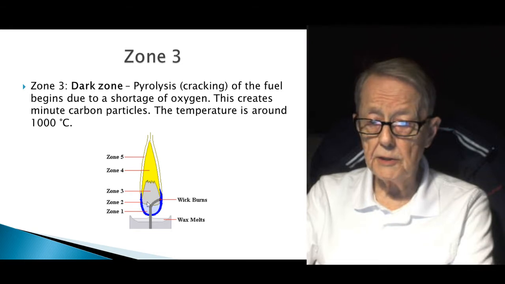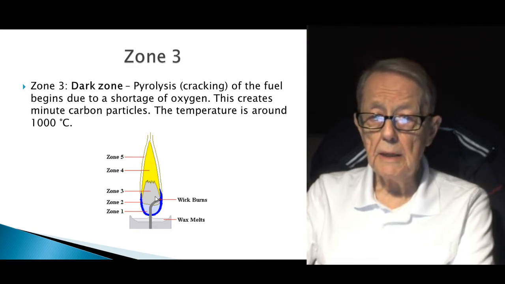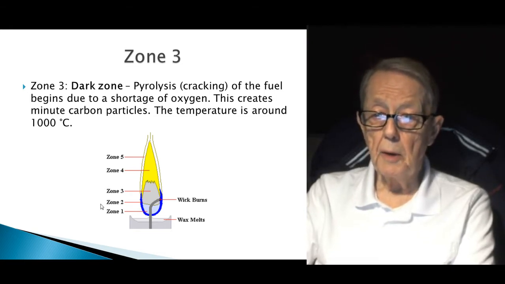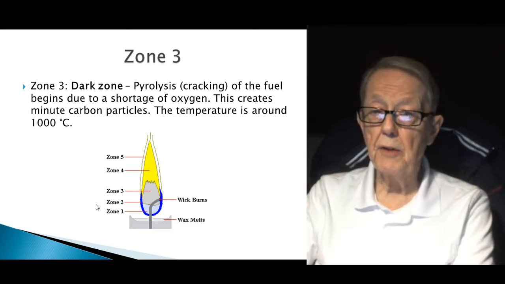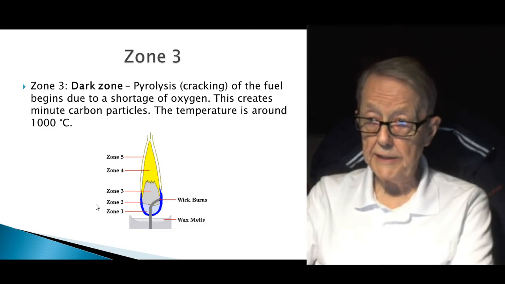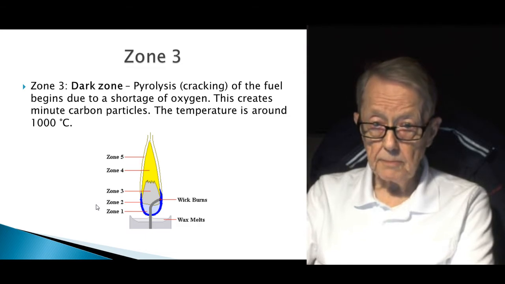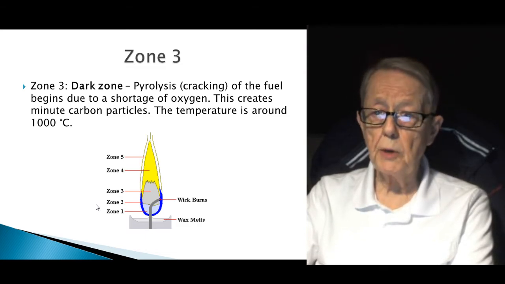Zone 3 is this gray area in the middle. It's the dark zone. Pyrolysis, that is the cracking of the fuel, the fuel in this case is methane, begins due to a shortage of oxygen.